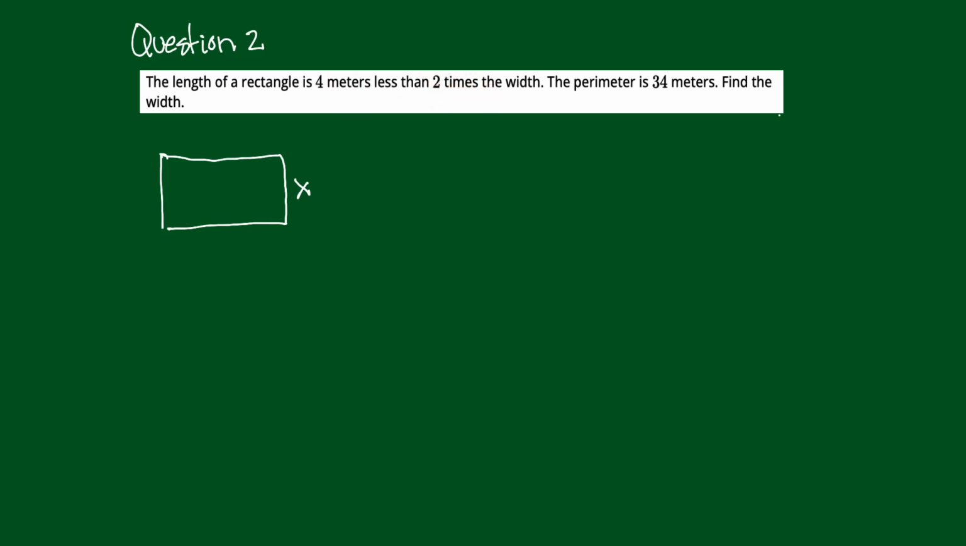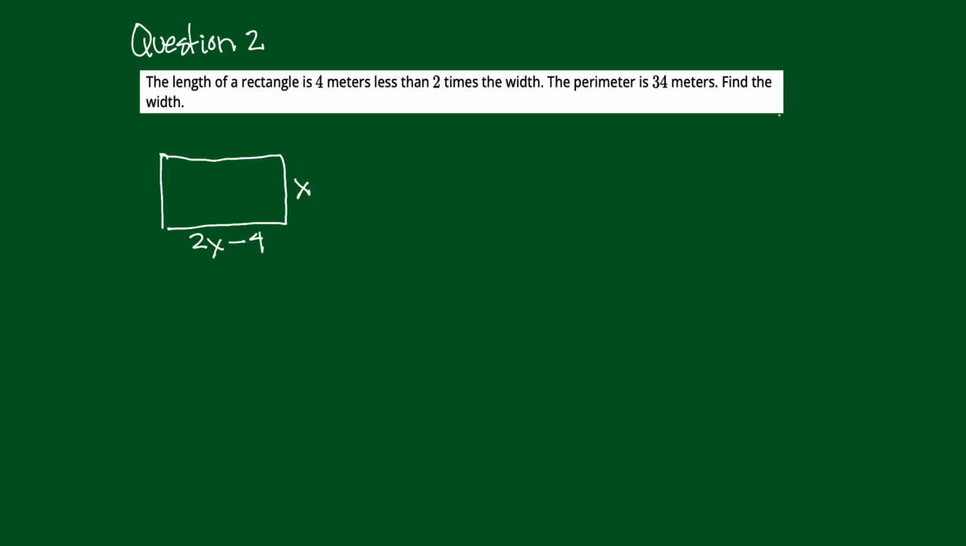Now, 2 times the width is this, but then it's 4 meters less. So subtract off 4. It's going to be 4 meters less than. When you see phrases like less than, more than, from, whatever follows it, that's where you start. So if it said from 2 times, I'd start with 2 times. Less than, more than 2 times, that's where I started. Start at 2 times and then minus 4.